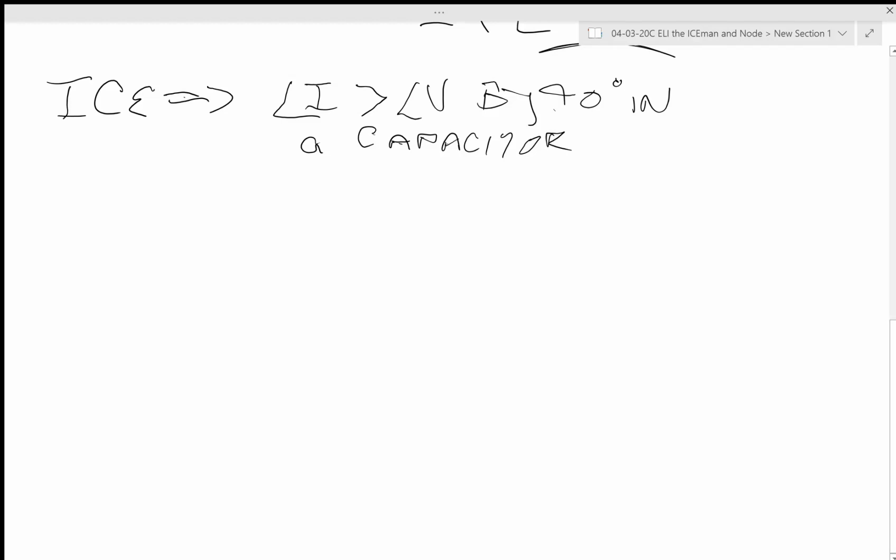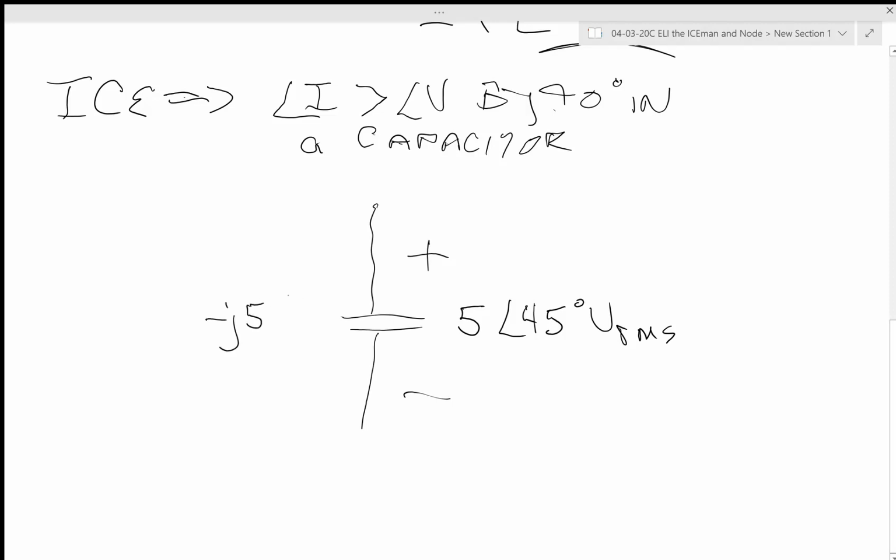Okay, so what does that mean as far as we're concerned? Well, if I have a capacitor, and I'm sorry, I'm going to use the same numbers again just because it's easier for me. If you have a capacitor voltage across here, and we're going to say that it's 5 angle 45 degrees volts, and this is an RMS value, and this is a minus J5 ohms, then the current has to enter the plus sign of the voltage drop, and it will also be an RMS value.